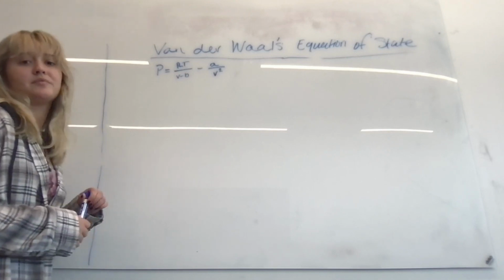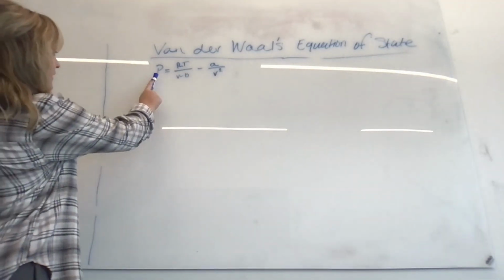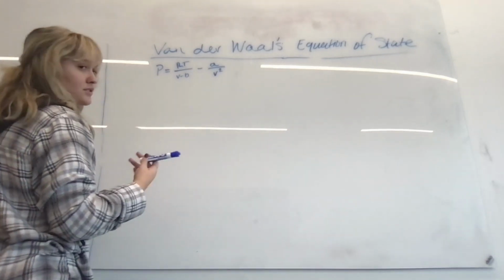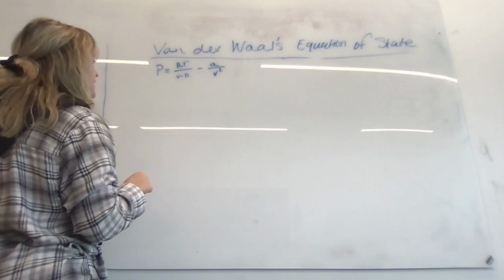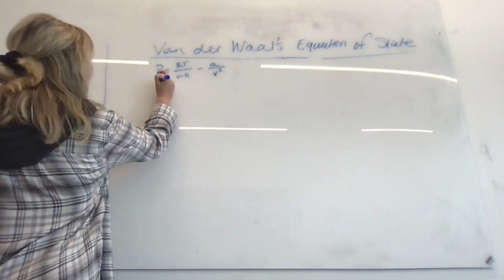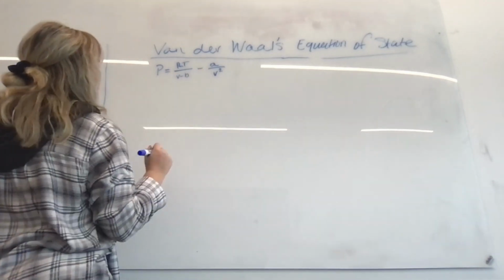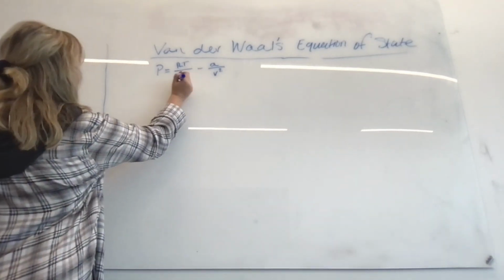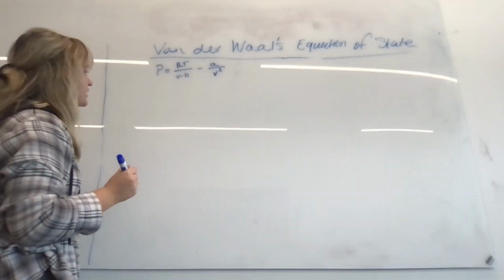So let's get started. First of all, here we have van der Waals equation of state, and it looks kind of similar to the ideal gas law. But the only difference here is this applies to non-ideal gases. So this first section here looks very similar to our ideal gas law, the only exceptions being this bottom term here, and we're missing our n factor.